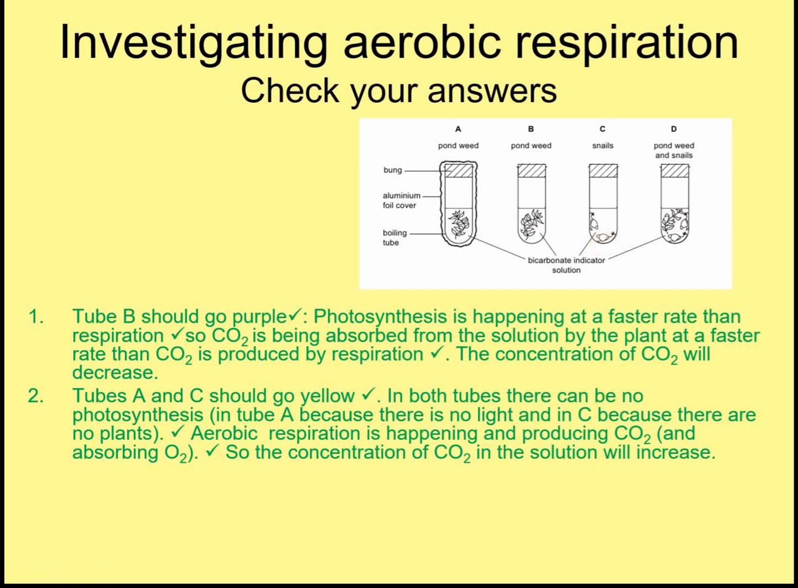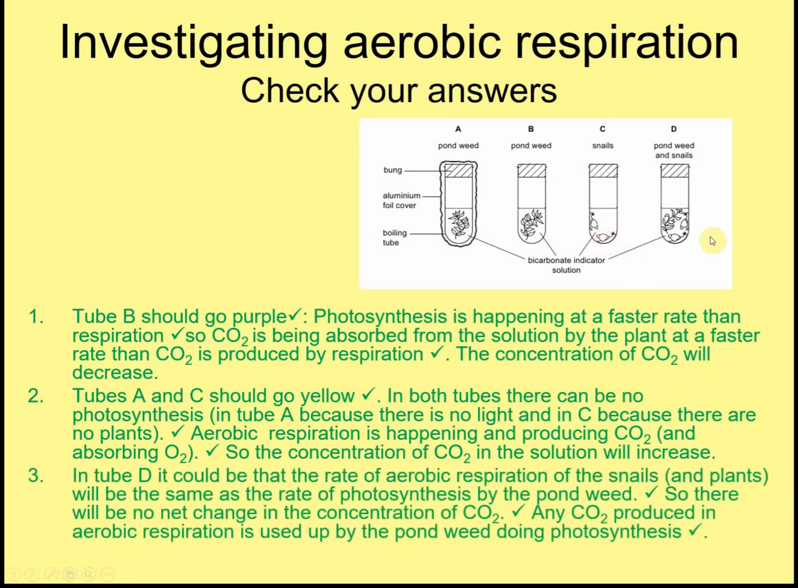And therefore, by process of elimination, it's tube D that is probably going to stay the same. Here we've got pondweed and snails, so maybe, and remember this is a suggest question, so it may not be exactly in balance, but maybe the rate of photosynthesis by the plant and the total rate of respiration by the snails and the plant are equal, so there's no net change in the carbon dioxide concentration. Any CO2 produced in aerobic respiration will be used up by the pondweed doing photosynthesis.